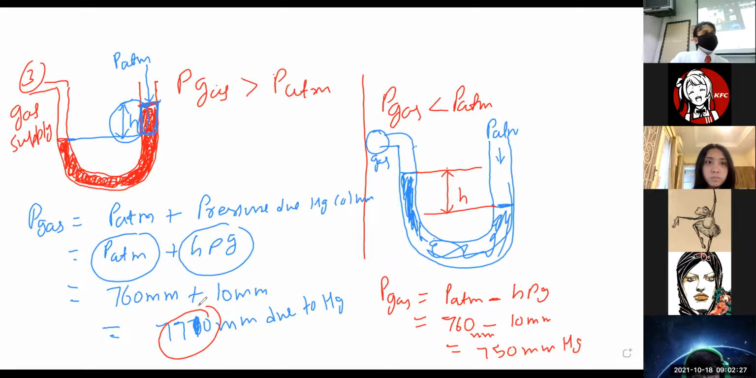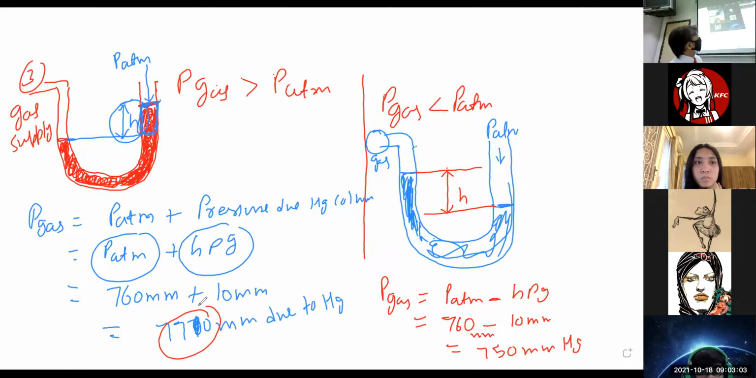Okay, 750. As you can see, compare the result here. It is 770 when the pressure of gas is higher, and now the pressure of gas is lower. Definitely, our answer should be lesser than the atmospheric pressure. It cannot be higher than the atmospheric pressure, because we have taken the pressure of gas as lesser than the atmospheric pressure. Is this clear, this topic, children? Okay, so I think that's it for this topic, the basics I have explained to you.